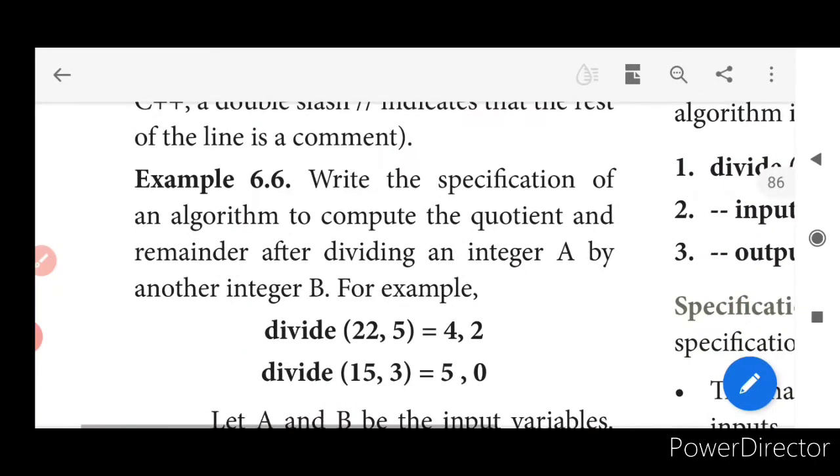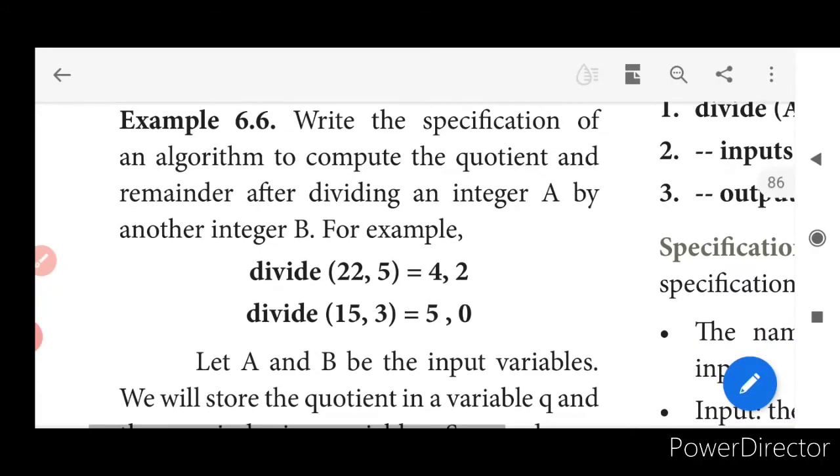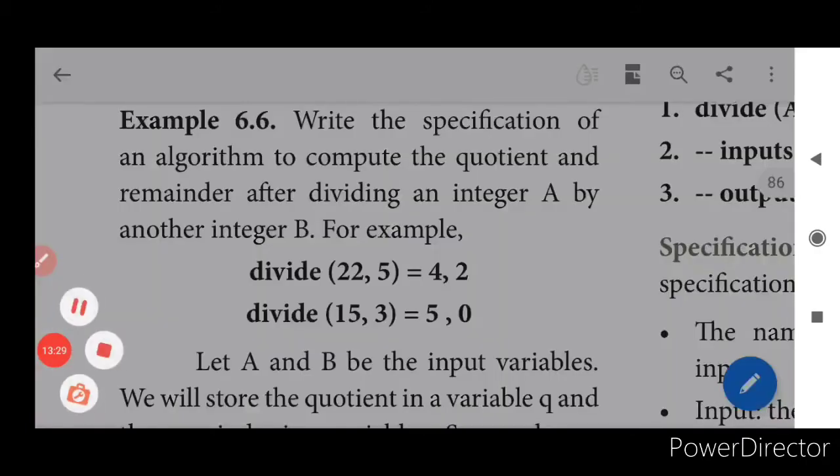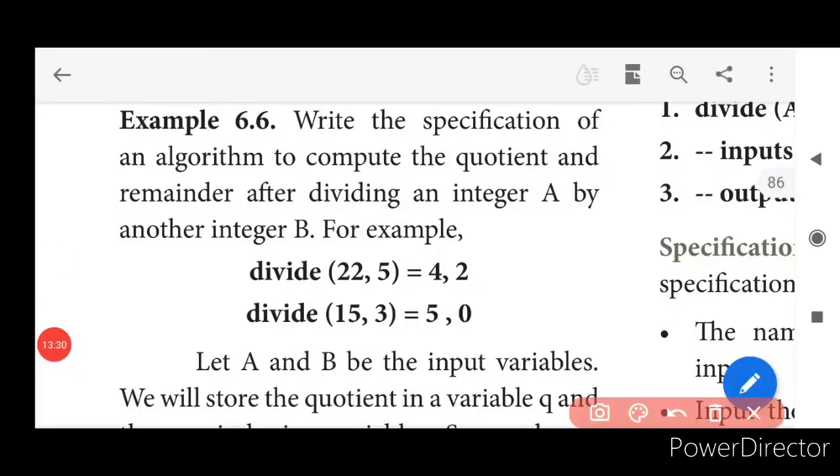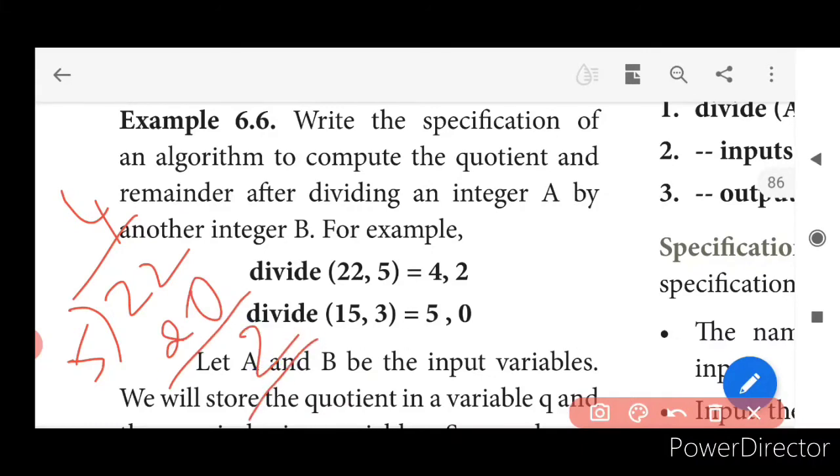So write a specification of an algorithm to compute the quotient and the remainder after dividing an integer a by another integer b. For example, divide 22 by 5, which is equal to 4, 2. How do we divide? Yes, children, how do we divide? It's 22 by 5. 5 fours are 20. What is the remainder that we get? 2. So, first it is going to be your quotient and next is going to be your remainder.